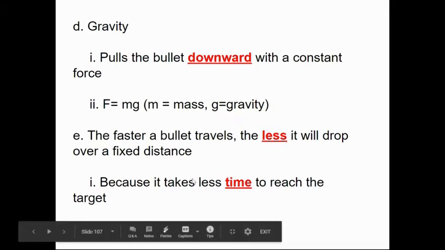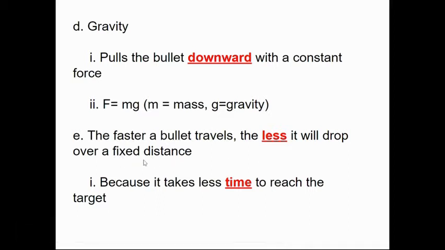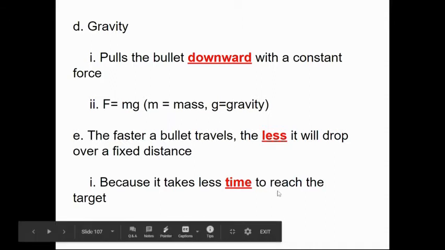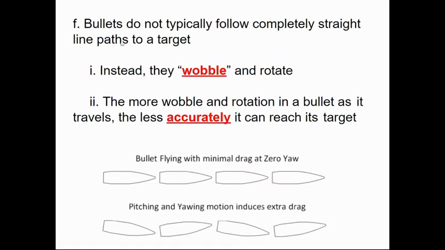Because it takes time to reach the target, if it's traveling very fast, it hits that target quicker. If it's traveling slow, it might fall more during that time and it might miss its target. Bullets do not typically follow a completely perfect straight line. They tend to wobble in the air. They sometimes call this pitch and yaw. The spinning helps to reduce that. And then, of course, they're not perfectly straight because there's gravity pulling it down.